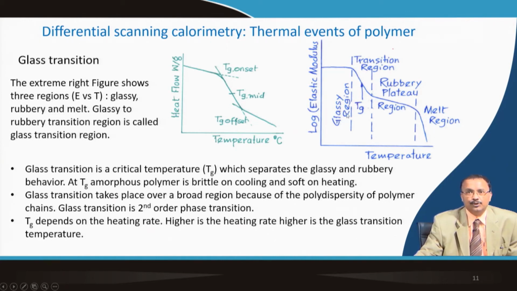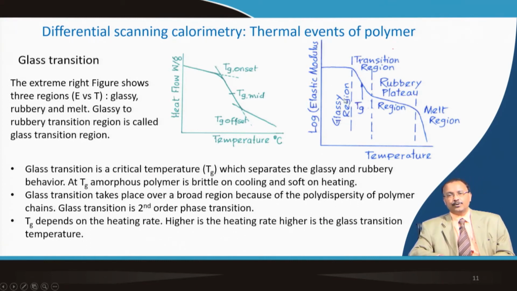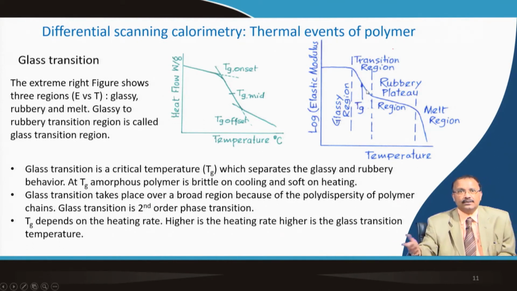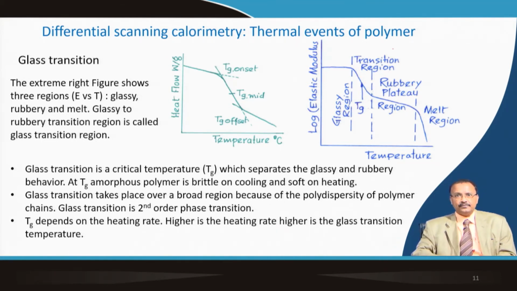So, usually the elastic modulus changes when the polymer is heated, and you can also get the same information by measuring its elastic modulus. Glass transition is a critical temperature which separates the glassy region from rubbery behavior. So, at Tg, amorphous polymers become brittle on cooling and soft on heating. If you go to this side, then it is brittle in nature. You go to this side, then it is a rubbery region.